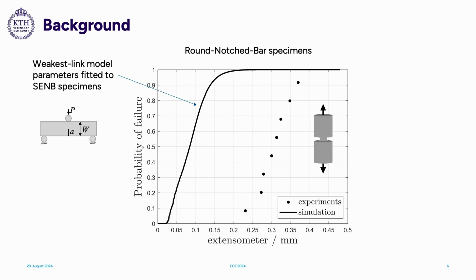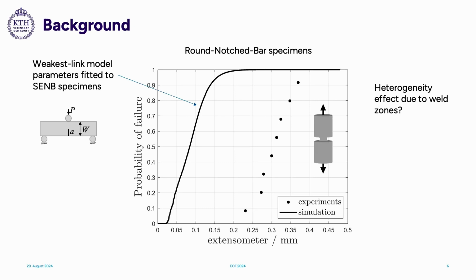You can see again, the experiments show that we have this scatter. Technically, we should be able to fit this. But the model that was fitted on the SENB specimens severely overpredicted the failure probability. So we were thinking, what was the reason for that? One idea was maybe it's due to the heterogeneity in this material, because this material was a weld. So maybe this was fitted on some part of the weld that was particularly weak or less tough.